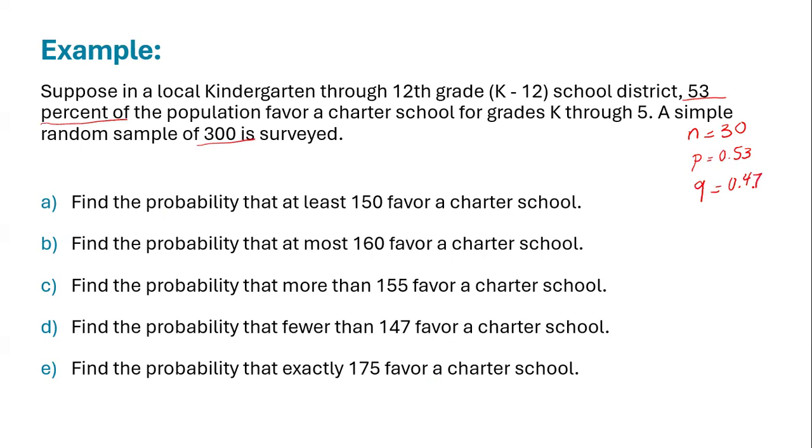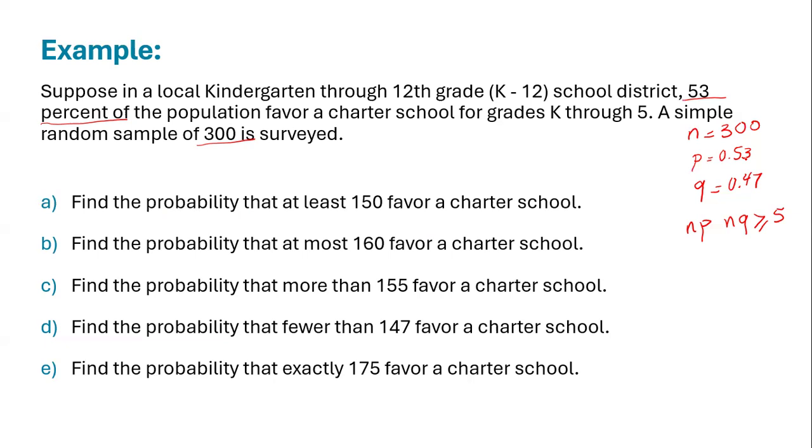We need to check. If you want to use the normal distribution, don't forget to check the requirement. The requirement means n times p and n times q must both be greater than or equal to 5. Multiply 300 by 0.53. Is it more than 5? Yes. Multiply 300 by 0.47. Is it more than 5? Yes. If both of them are more than 5, it means you have checked the requirement.